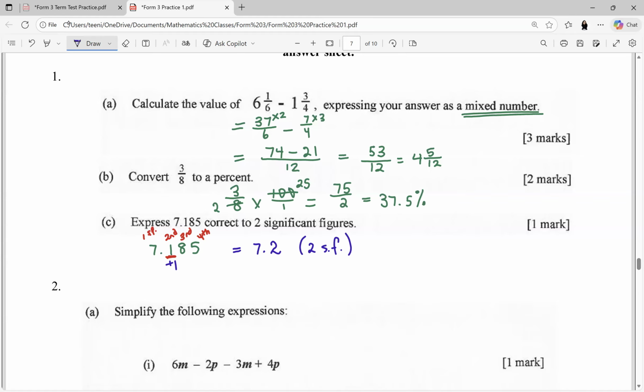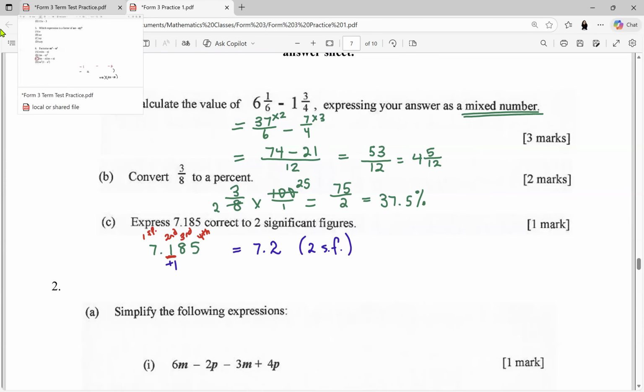So the first thing when you're trying to approximate to significant figures is being able to correctly identify which digit is in the second significant figure place. The one in the second significant place here is 1. So you look at the digit that comes right after it, which in this case is the one in the hundredth place, which is 8. If that number is 5 or more, you add 1 to the significant figure. So you'll add 1 to 1, which makes it 2. So the full answer will be 7.2 to 2 significant figures.